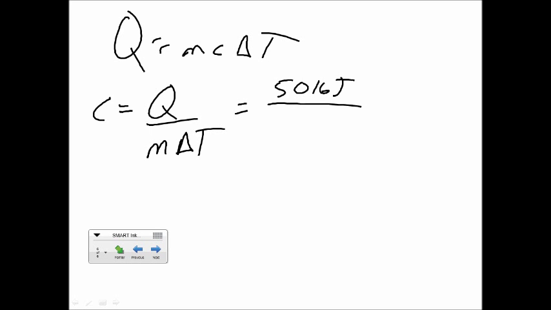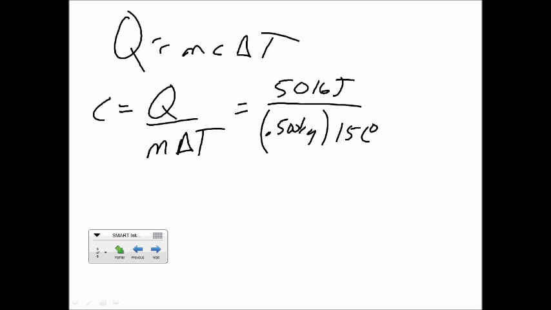It tells us the mass of the piece of metal, 500 grams. We want to do this in kilograms, so 0.5. And it tells us the temperature heats up from 20 to 35. So we got a delta T of 15.